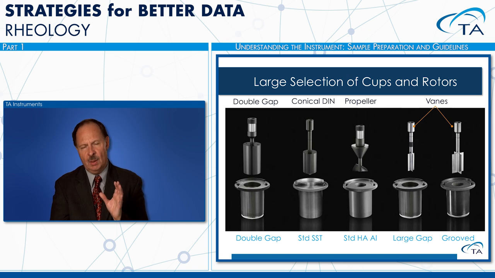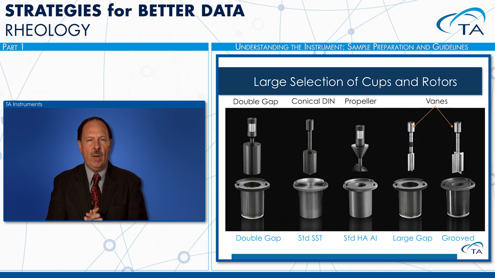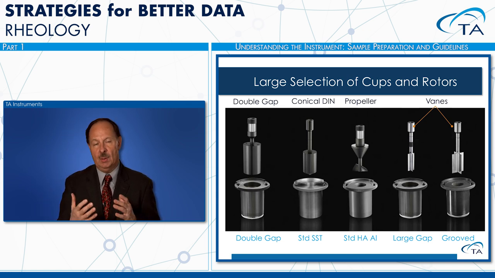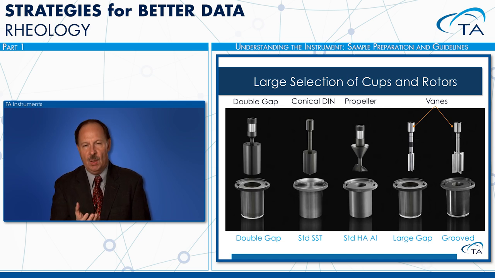I mean, if you start with a fluid and then start adding some pigment or adding more materials, we may get into a situation where we have a structured fluid, or especially with a lot of particles, it might get somewhat solid. We would be concerned about things like slippage. So if that's the case, we start looking into other bobs instead of the conical DIN.